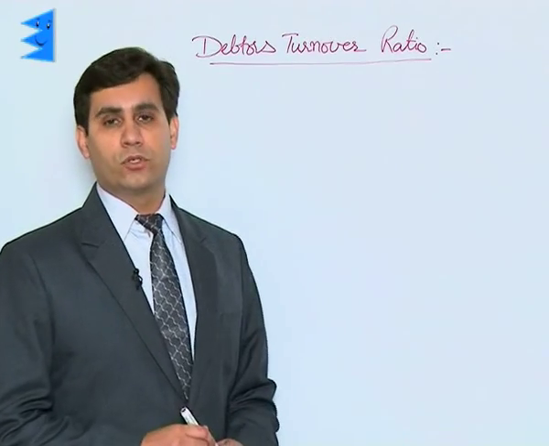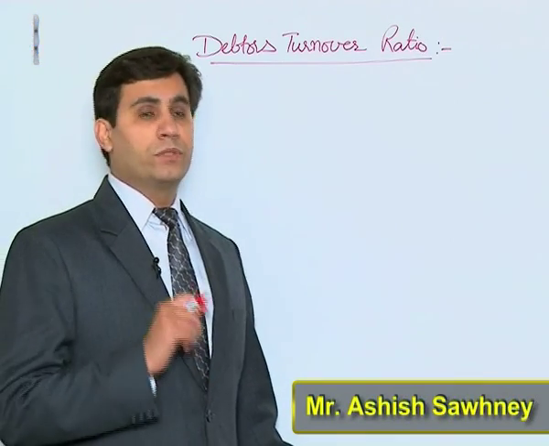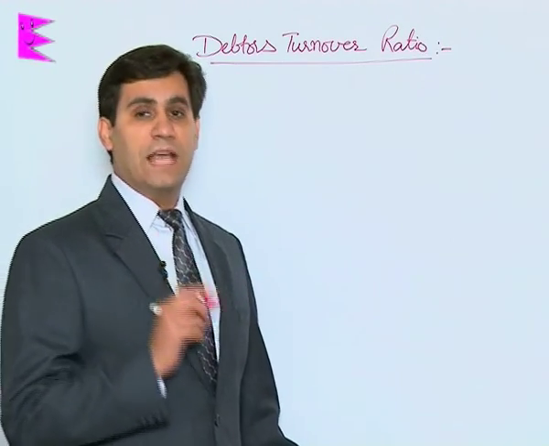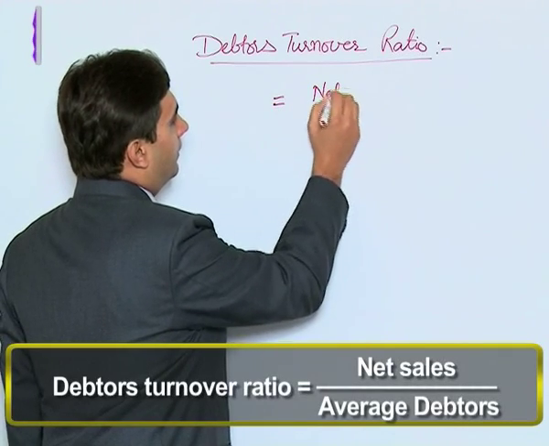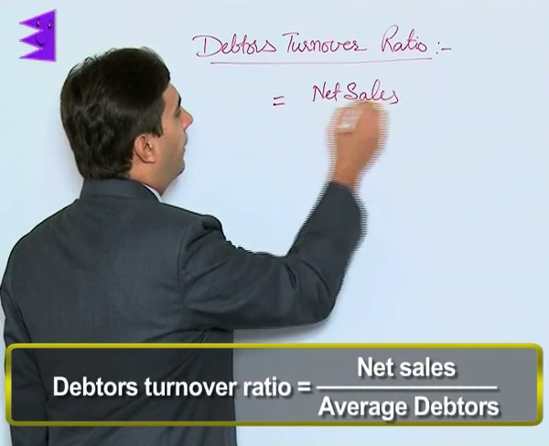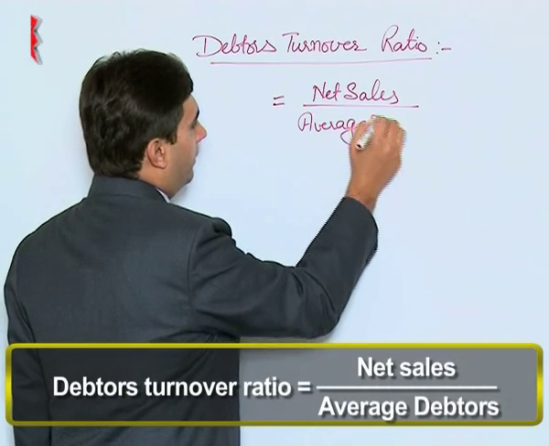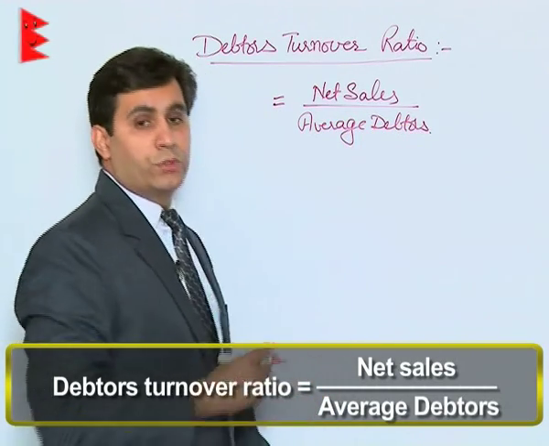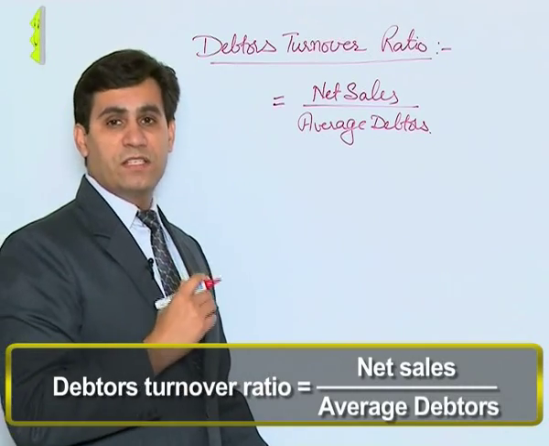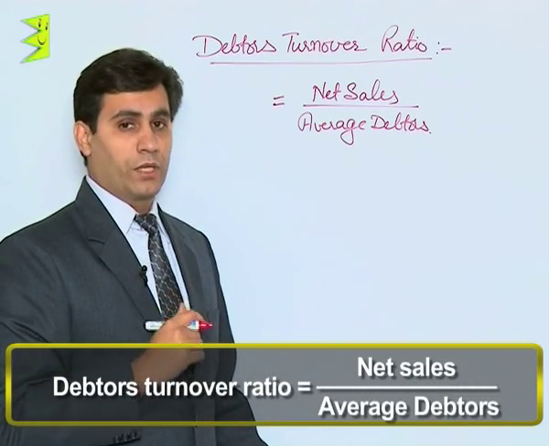The next activity ratio is debtors turnover ratio. Now students, this ratio is calculated as net sales upon average debtors. Students, net sales upon average debtors is the actual measure of calculating debtors turnover ratio.